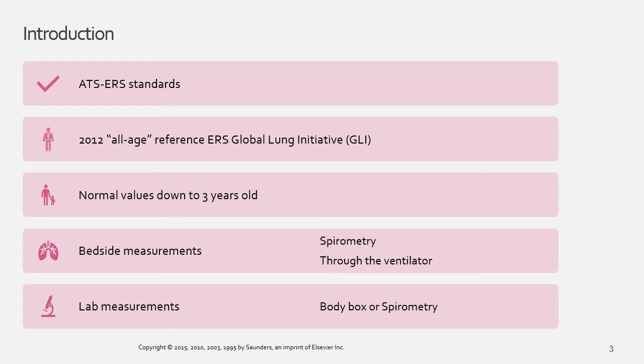Assessing whether a specific measurement is normal may be complex because of a wide range of variability in normal children. Recent reference equations have been published for spirometry, diffusing capacity, and other variables that help define lung function in pediatric patients. An all-age reference equation was published in 2012 by the European Respiratory Society Global Lung Initiative Task Force and defined normal values for common spirometry indices down to 3 years of age.